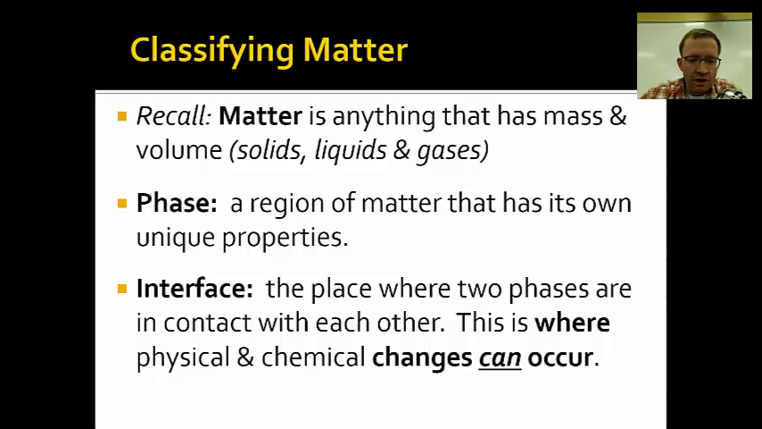Melting can only happen where two phases are in contact with each other. Boiling can only happen where two phases are in contact with each other. And reactions, too, only happen where two phases touch, and those are at interfaces. It's not interphase. That's a part of the cell division cycle in biology. This is interface, as if you're using the word surface.